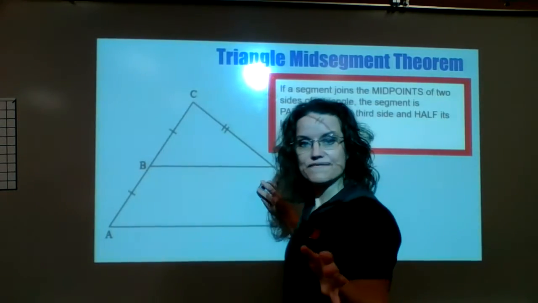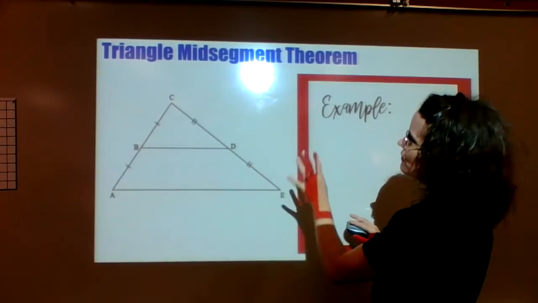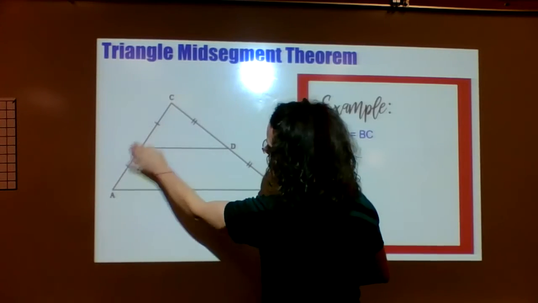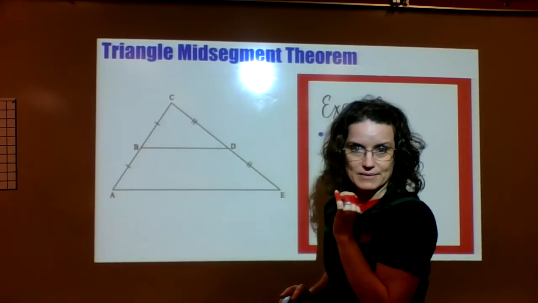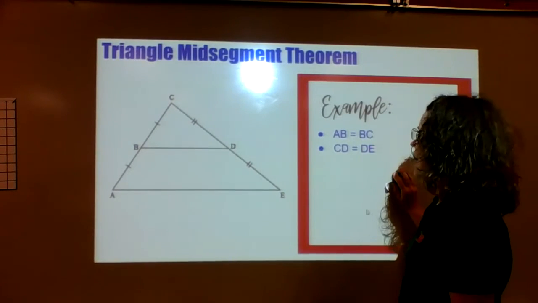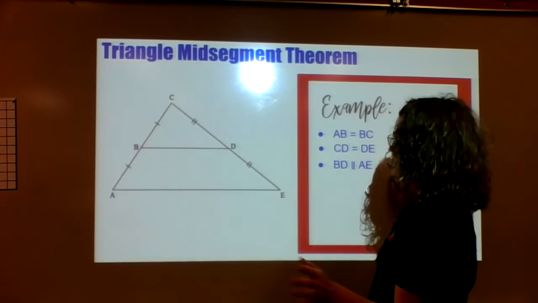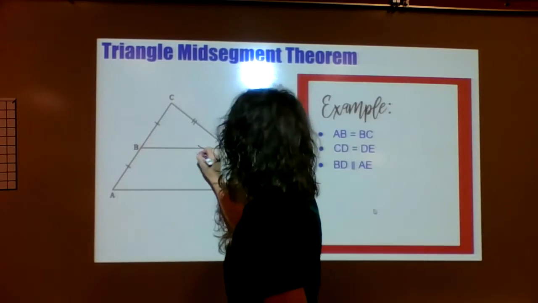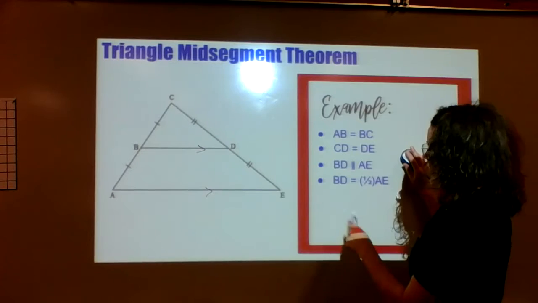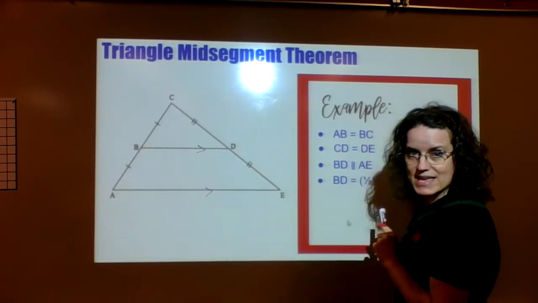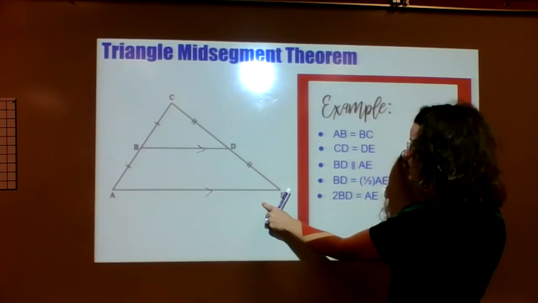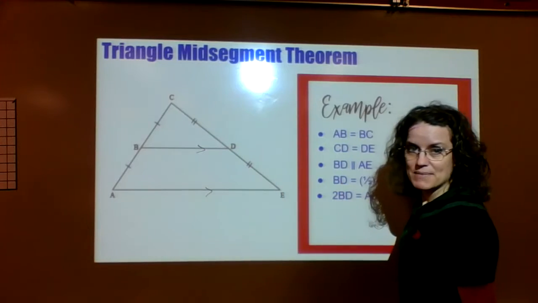You can use all these facts to figure out lots of numbers. For example, I have this right here, and I'm going to tell you that this segment must equal this segment if it's a midsegment. This one must equal this one. CD must equal DE. I also know that if I have a triangle midsegment, these two must be parallel. Just because I tell you it's a midsegment, that's what those do. And I know that this is half of AE, which means if you flip it around, this bottom piece, this base, must be twice the size of my midsegment.